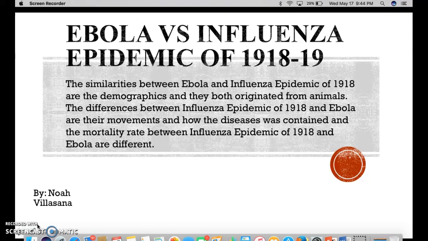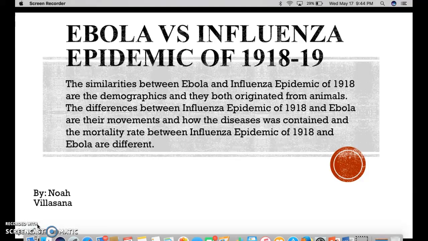Before we get into this lecture, I will give a conflict summary of these diseases. The influenza epidemic was a disease that occurred in 1918 and 1919. This disease had symptoms like the common flu. It infected over 500 million people worldwide, and 20 to 50 million people died. Later on, the influenza epidemic died down. Scientists figured out why it had killed millions of people.